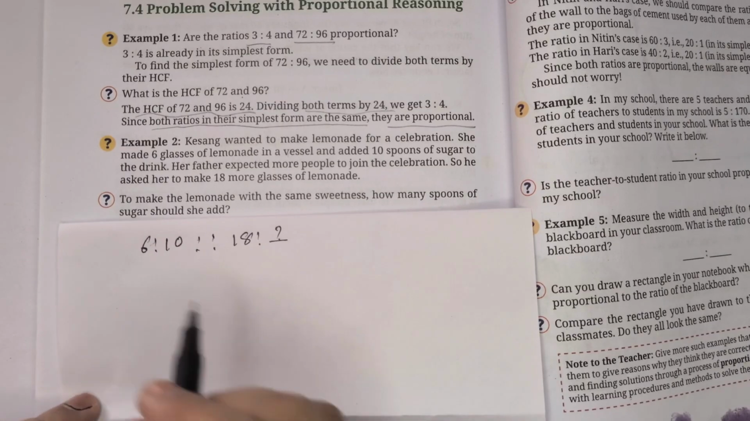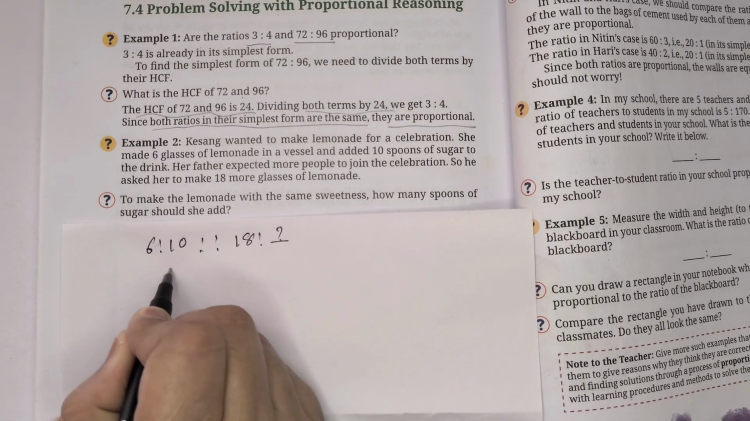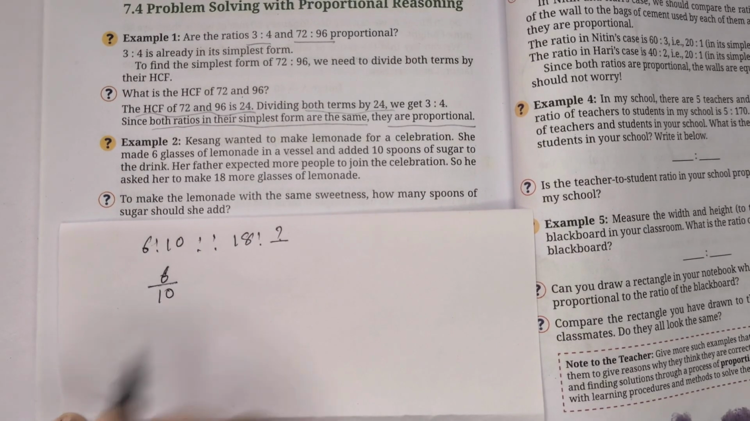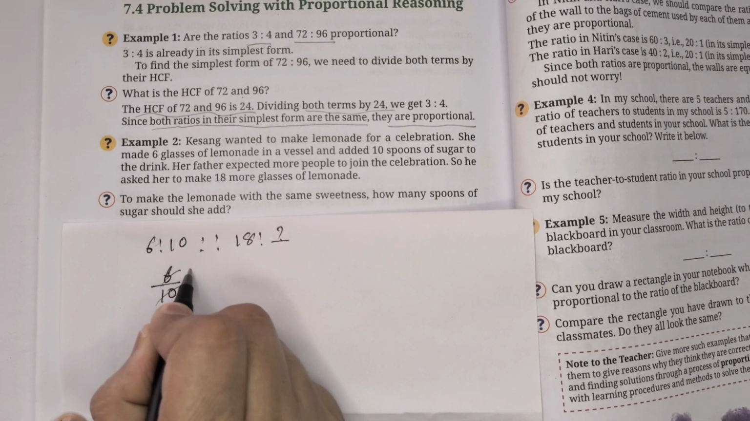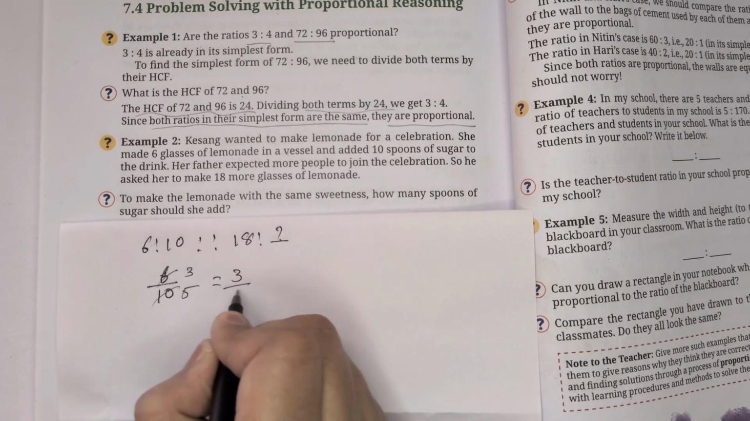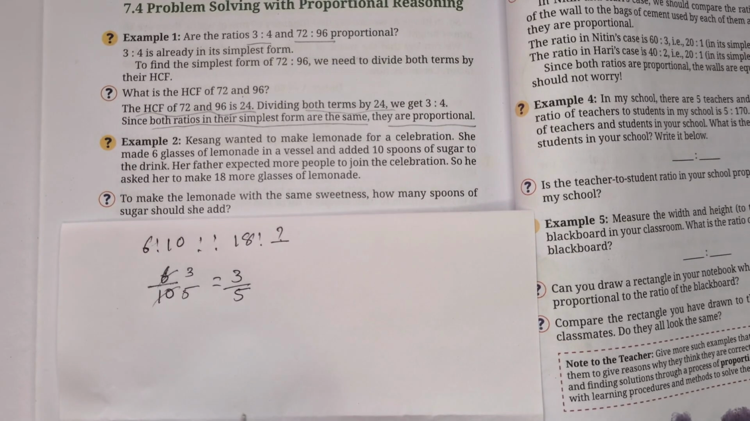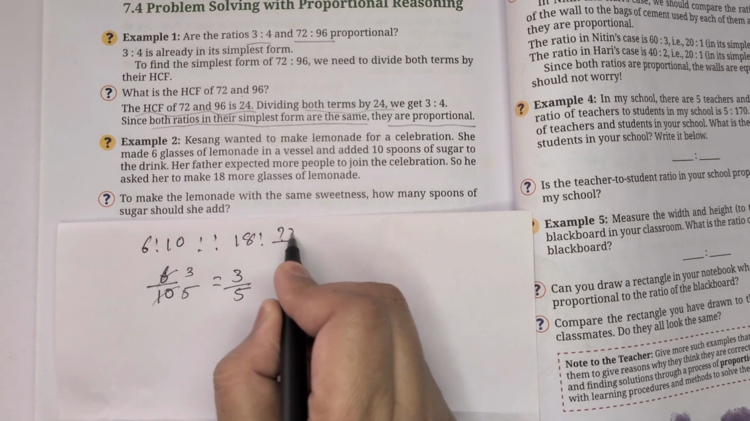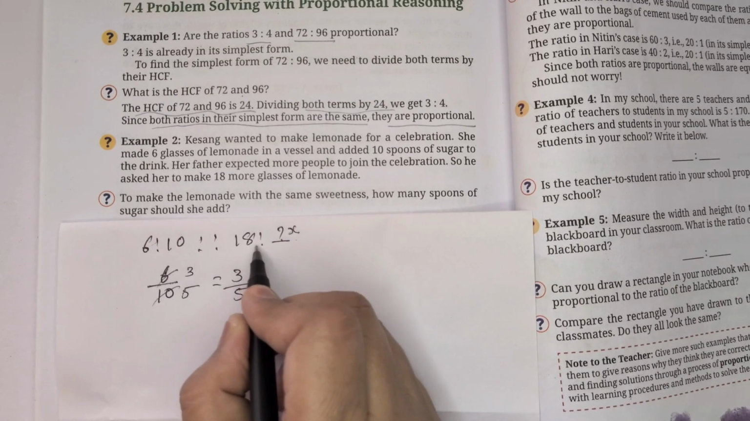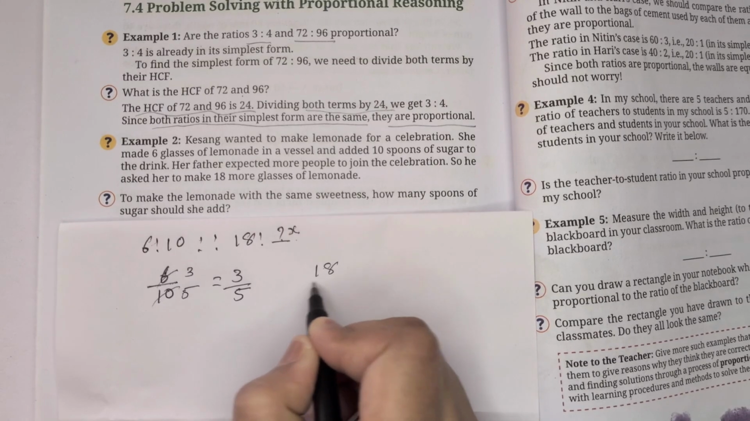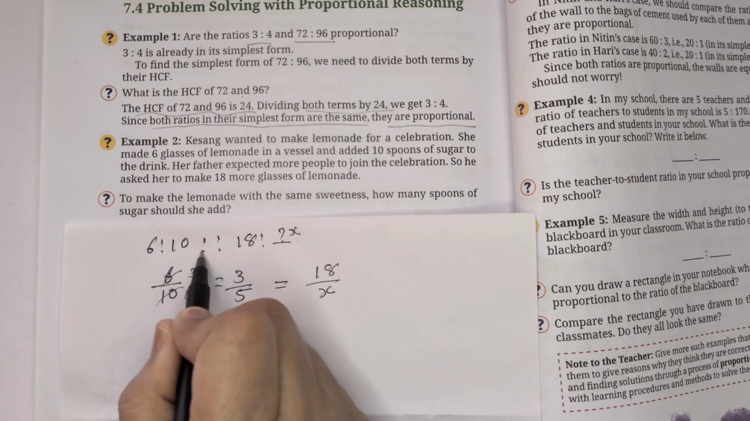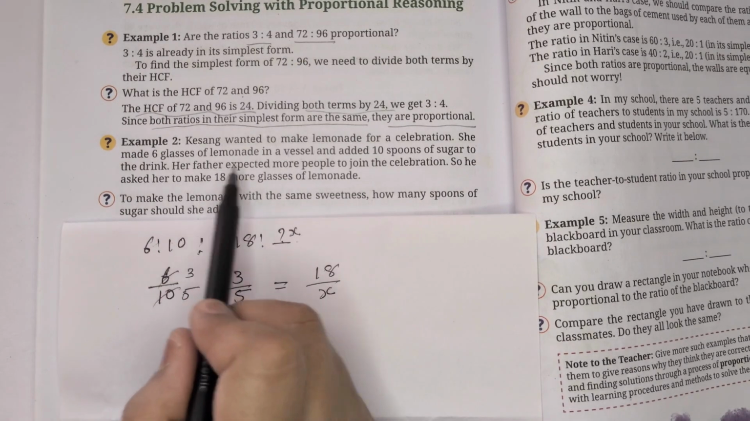For that, first we have to write this ratio, 6 is to 10, in fraction form. We can divide by 2, and it will come 3 by 5. So we can write 3 by 5 as the simplified form of the first ratio. For the second ratio, we don't know the number that is coming there, so let that be x. And this we can write as 18 by x. Here these two ratios are in proportion. It is given that we are making it proportionally.